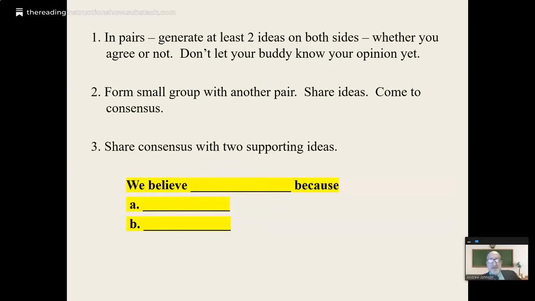Then the pairs meet together in small groups to share ideas and come to a consensus. And here's where the heart of a T-Talk occurs. This is where conversation happens and they support their ideas to reach a consensus. At the end, one person stands up and shares their group's consensus with 2 supporting ideas. We believe blank because of blank and blank. Now notice the structure. This is support a statement. The statement with 2 supporting ideas.